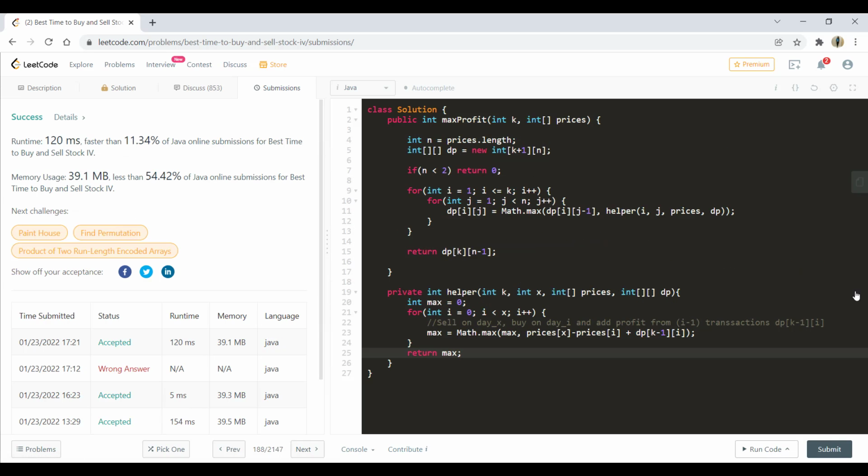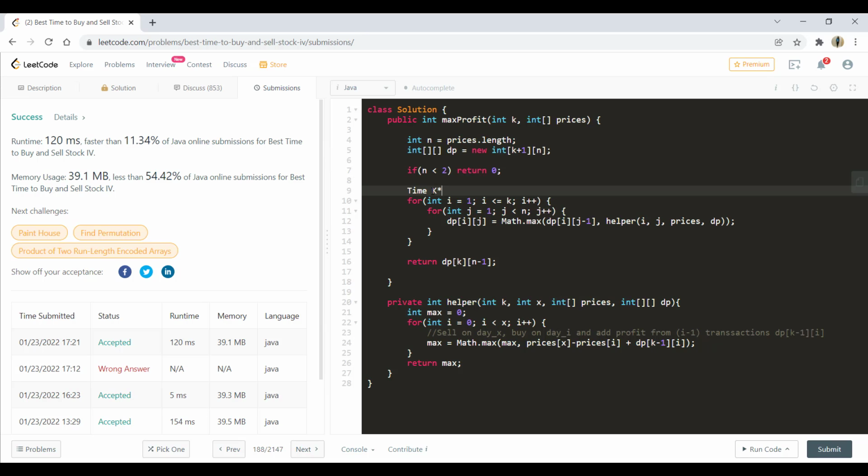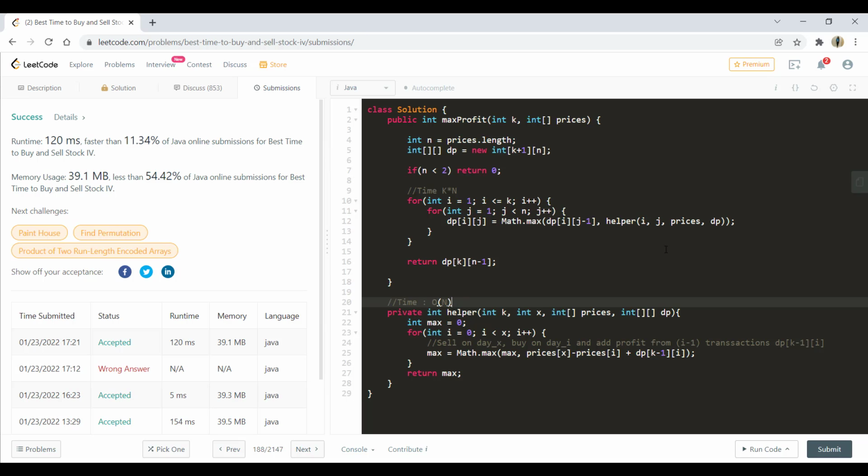Now what is the time complexity for this? Over here for this for loop, if you see, the time complexity is k into n, and for this helper method, the time complexity is O of n. So the entire time complexity is k into n multiplied by n. So that becomes k into n square, and the space complexity is maximum this dp array, which gives us O of k into n. So this is space.